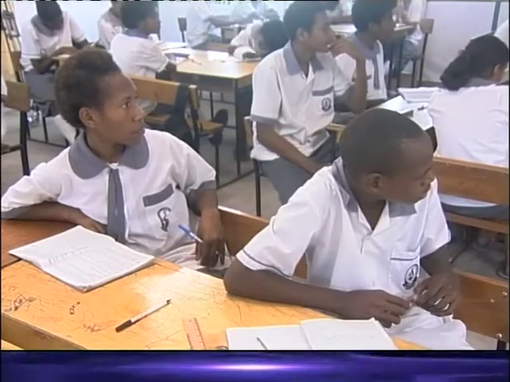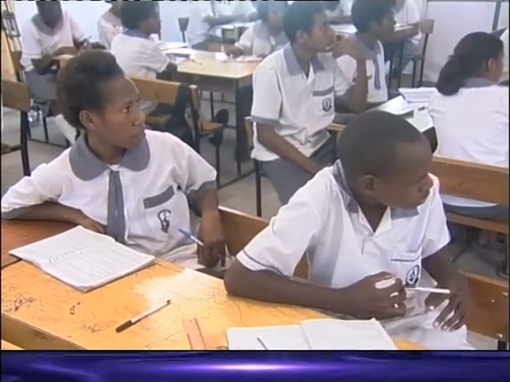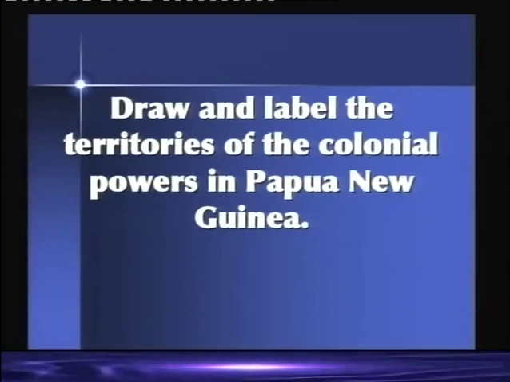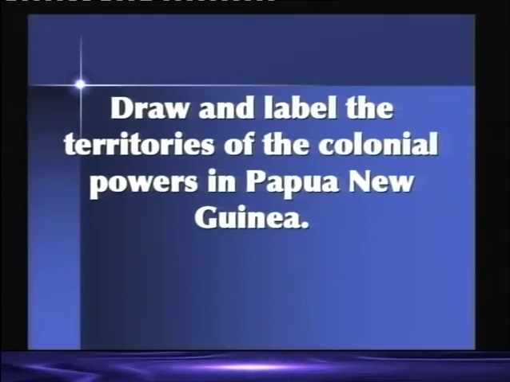All right, it says draw and label the territories of the colonial powers in Papua New Guinea. Again, draw and label the territories of the colonial powers in Papua New Guinea. So what you're going to do now, in your exercise books, Papua and New Guinea, as we all know, they were separate territories governed by two different European countries.